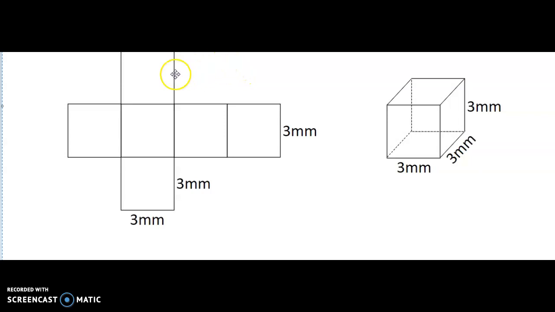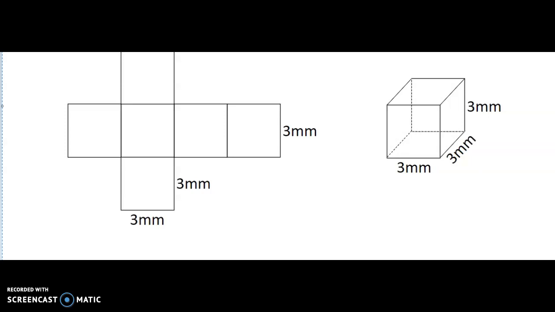Okay, so now let's look at a cube. Now a cube is actually pretty simple. If you notice, this net and this 3D shape are the same shape, just one is unfolded and one is still folded up. So we're going to just do one example for cubes.